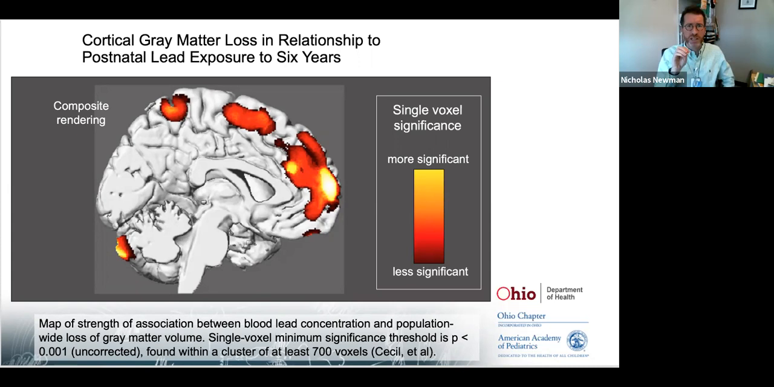But this gives us a slight insight into maybe where the pathophysiology is. They followed up with some other studies looking at the internal network of the brain and other things, but I didn't want to overload the talk with too much of this. Next slide, please.